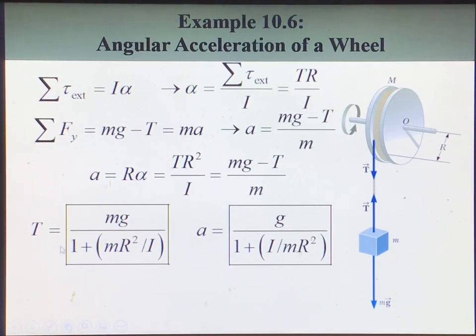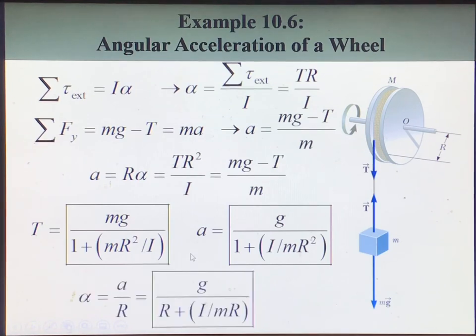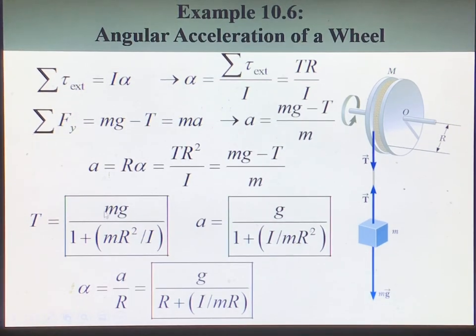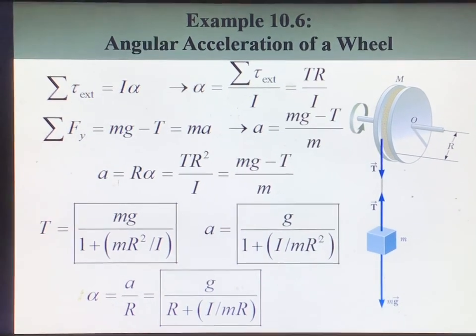So we see that the tension force is given by this equation right here, where I is just the moment of inertia of this wheel, and the acceleration is also given by this equation here. Then if I want to calculate my alpha, alpha equals a over R. If you just do a over R, you get this quantity. So those are the three quantities I was looking for: the force of tension, the acceleration, and my alpha value.